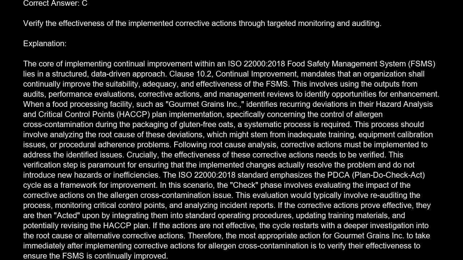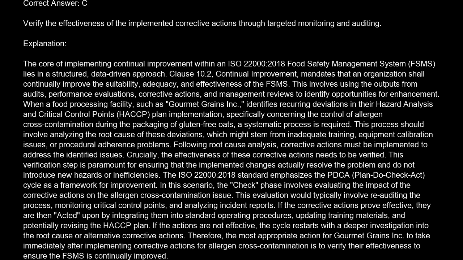Continual improvement mandates that an organization shall continually improve the suitability, adequacy, and effectiveness of the FSMS. This involves using the outputs from audits, performance evaluations, corrective actions, and management reviews to identify opportunities for enhancement. When a food processing facility, such as Gourmet Grains Inc., identifies recurring deviations in their hazard analysis and critical control points, HACCP, plan implementation, specifically concerning the control of allergen cross-contamination during the packaging of gluten-free oats, a systematic process is required.